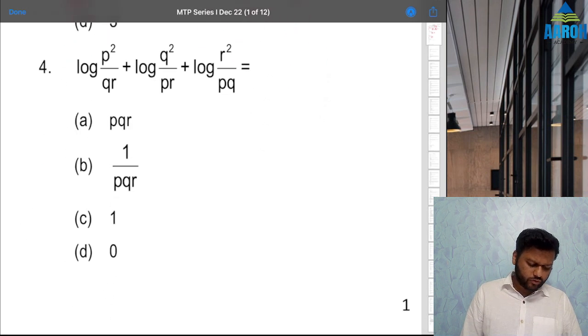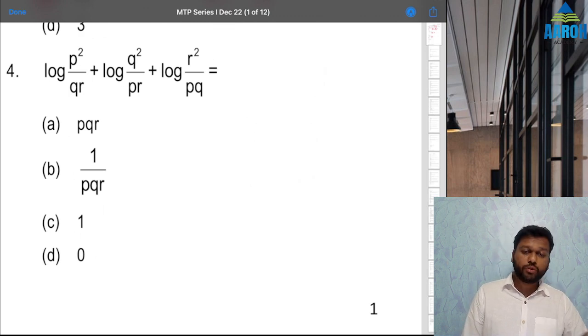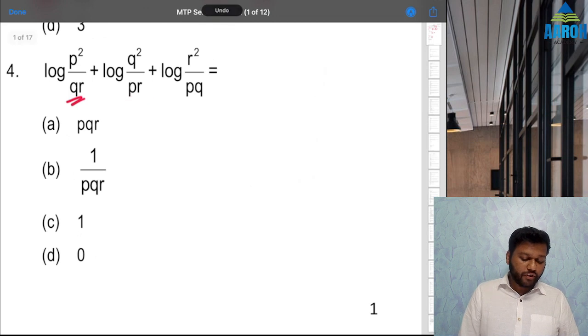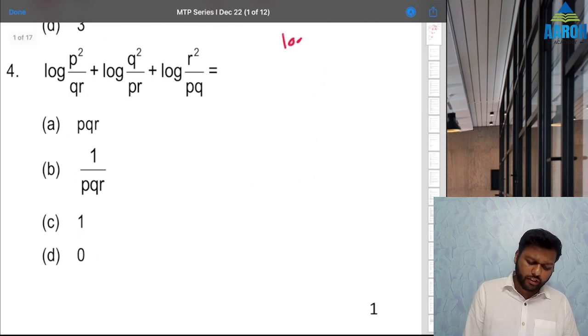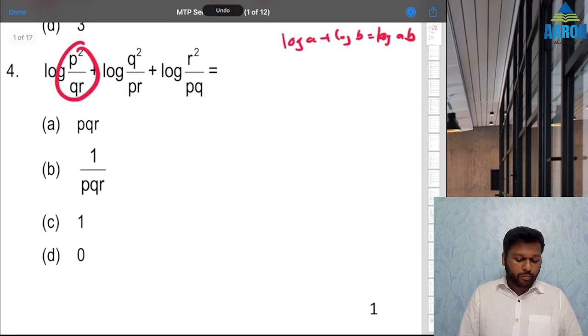That's it. Fourth: log something plus log something plus log something. You should not waste your time reading this part. Why? Because you should first know what rule is required. Log something plus log something must mean log A plus log B, which is log AB, right? So no need to read this first in detail, because you waste time.